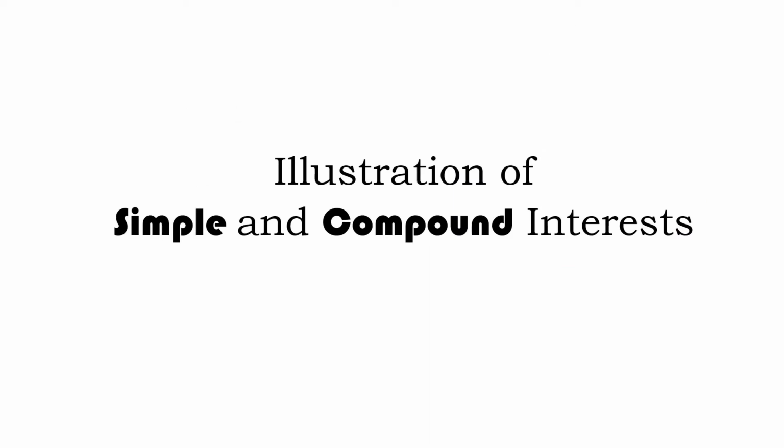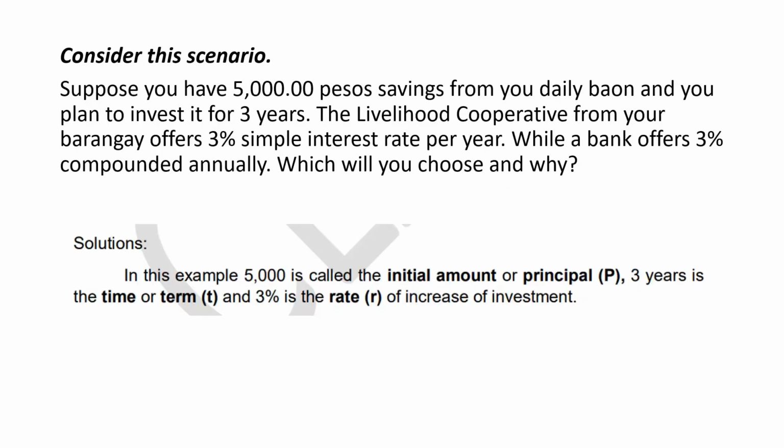Now, we will be illustrating simple and compound interest. Consider this scenario. Suppose you have 5,000 pesos savings from your daily baon and you plan to invest it for 3 years. The livelihood cooperative from your barangay offers 3% simple interest rate per year, while a bank offers 3% compounded annually. Which will you choose and why? So the problem here is to decide where to save the money. Shall it be in the livelihood cooperative or in a bank?